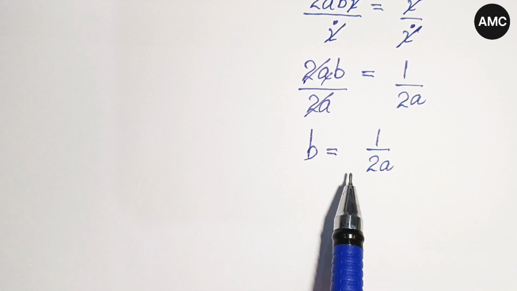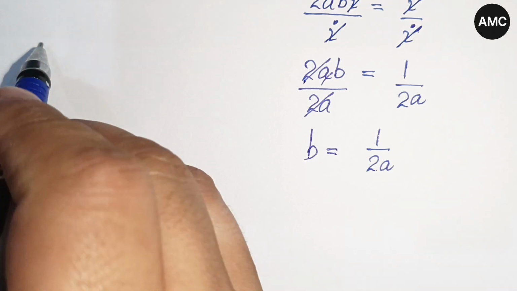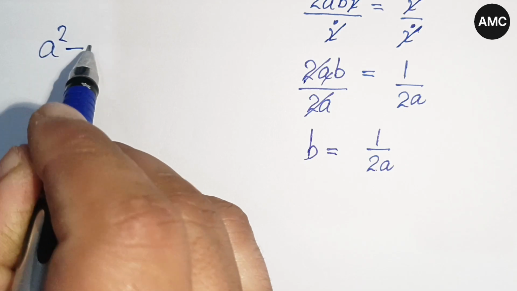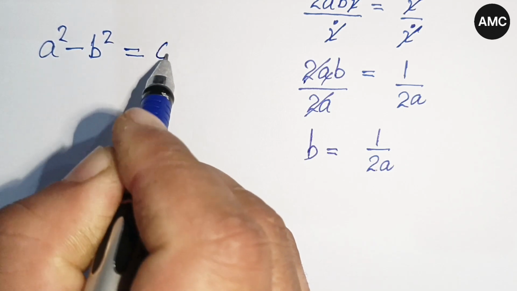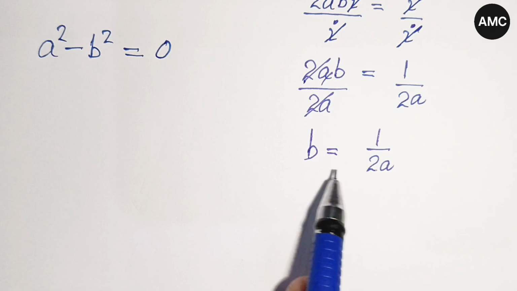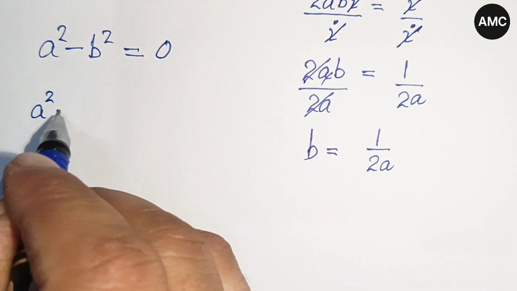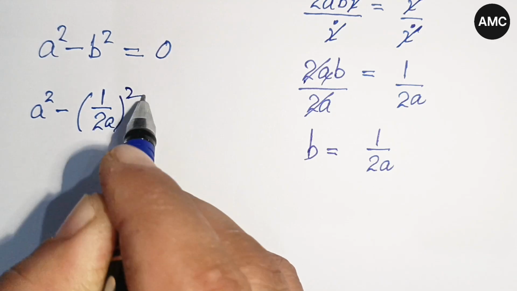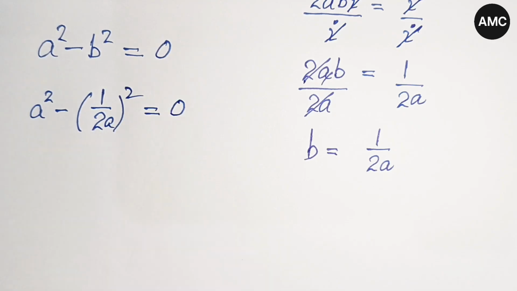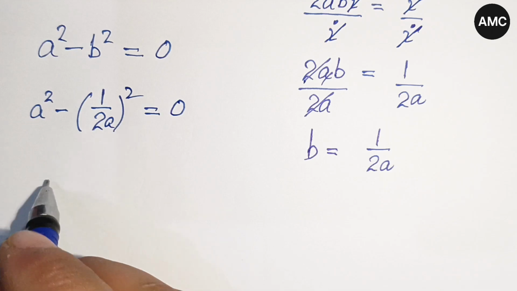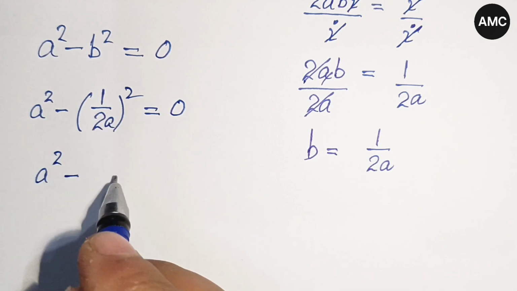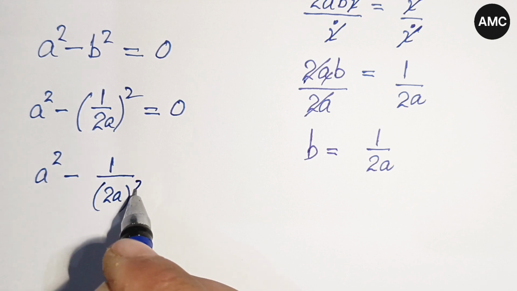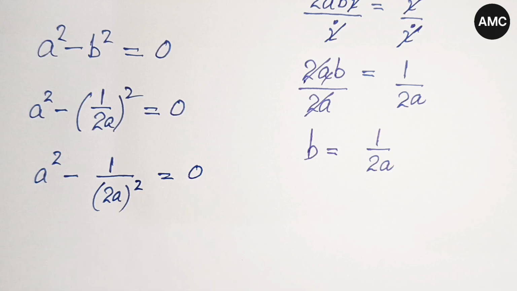Now if we just use this value of b in our equation a squared minus b squared is equal to 0, b is equal to this, so a squared minus 1 over 2a whole squared is equal to 0. Now this a squared minus 1 squared over 2a whole squared is equal to 0.